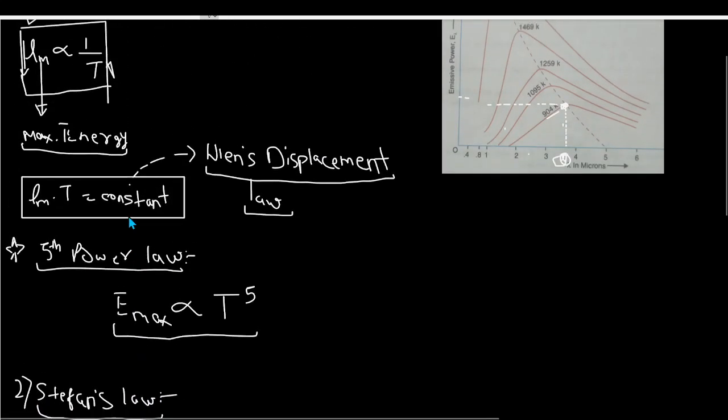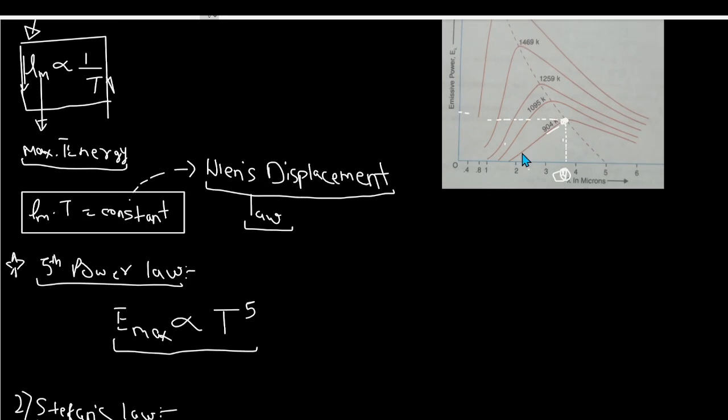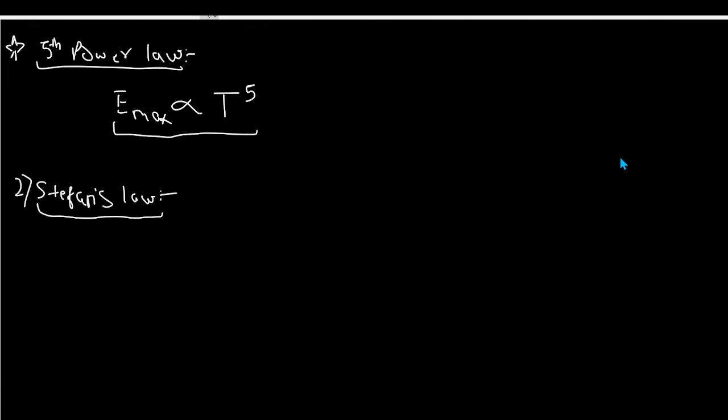Stefan's law says that if you find the area of this particular curve at a given temperature, let's say 904 Kelvin, you get the total intensity over all of the wavelengths. So the total intensity, let's say E dash, is directly proportional to T to the power 4. This is Stefan's law, and by introducing Stefan's constant, E dash is equal to the Stefan constant times T to the power 4.